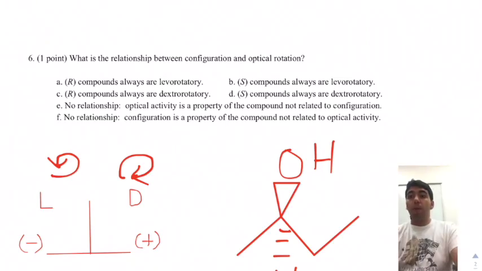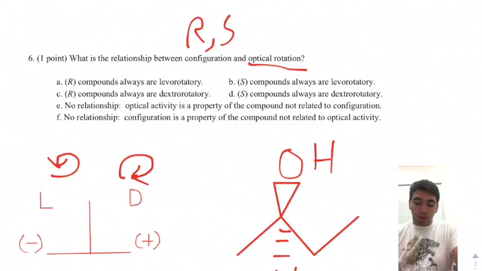On to problem number 6, we have the question, what is the relationship between configuration and optical rotation? So first we have to know the difference. Configuration is our R and S that we've been identifying, while optical rotation has to do with the way that light bends, polarized light when it is shot at a molecule.